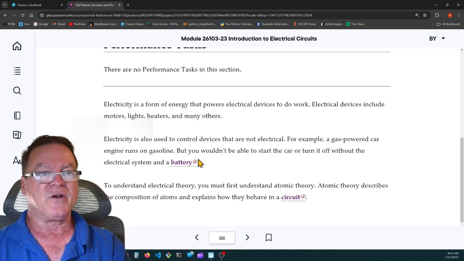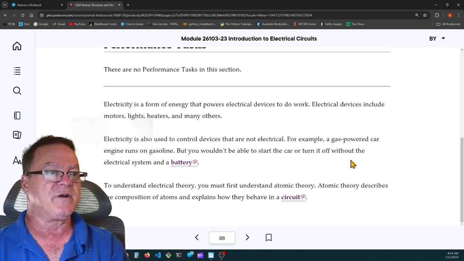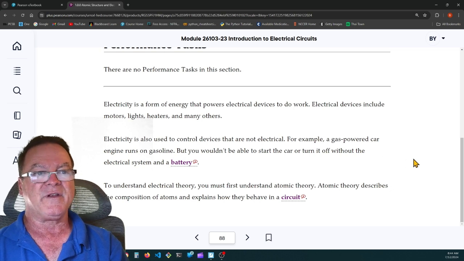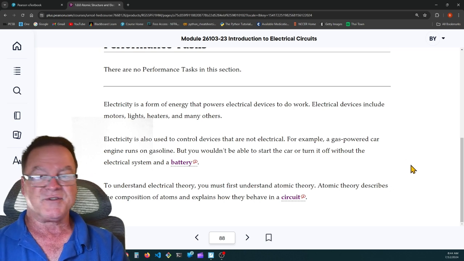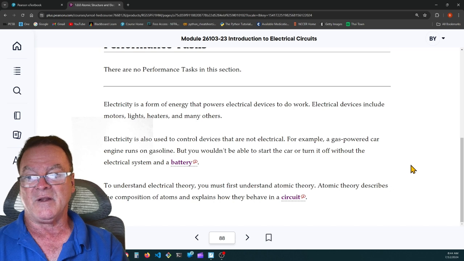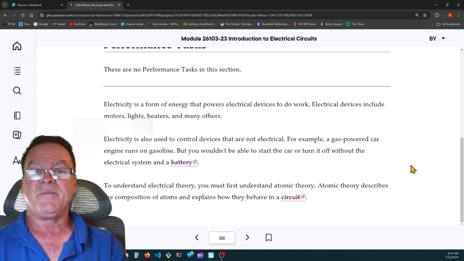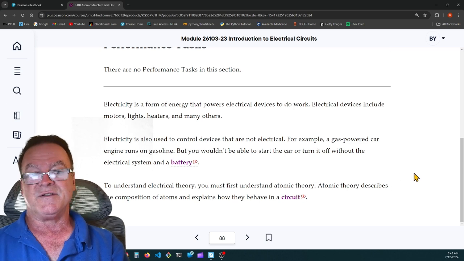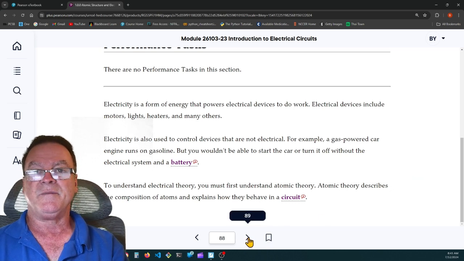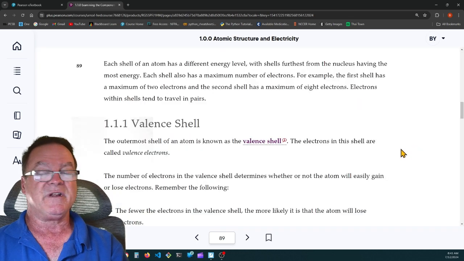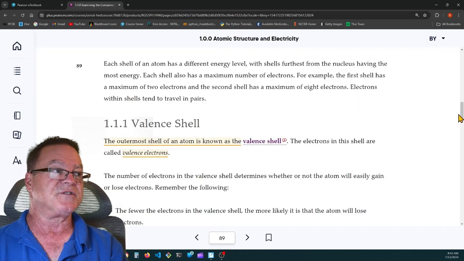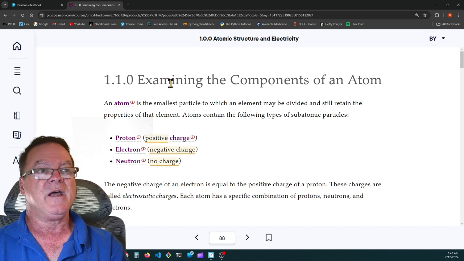For example, a gas-powered car engine runs on gasoline, but you wouldn't be able to start the car or turn it on without the electrical system and a battery. So the starter is electrically operated with the battery, and the spark plugs use the electrical source of the battery initially, and then the alternator takes over and feeds those spark plugs in order to make the engine run. But you need the electricity of the battery in order to start the car.